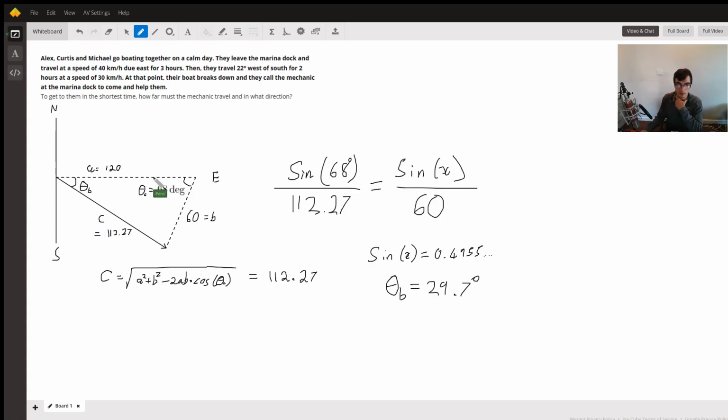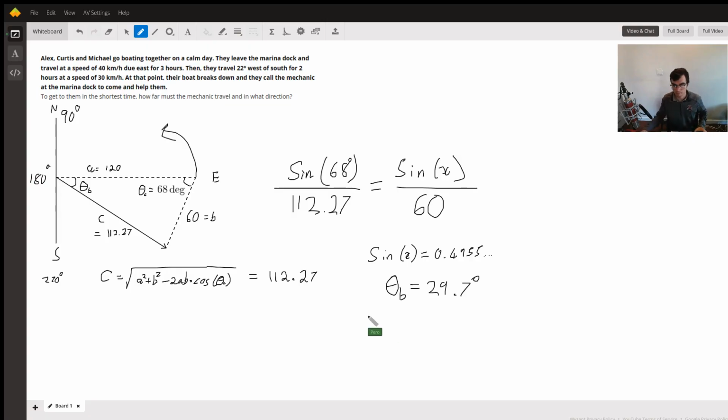And so usually when we measure angles in a circle like this, the angle is relative to due east, but it goes this way. So that north is 90 degrees. Due west is 180 degrees. South is 270 degrees. And back to due east is 360. So if we want to tell the mechanic which direction to go, relative to a unit circle like this, we're going to tell him 360 minus 29.7.